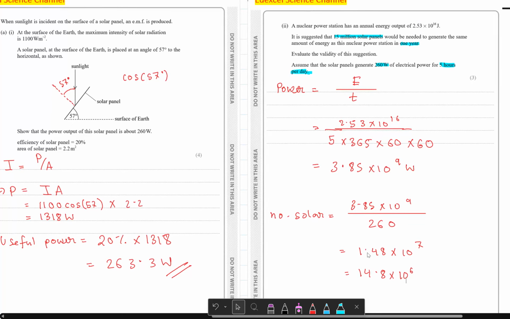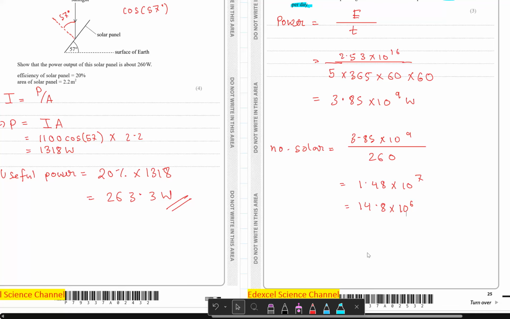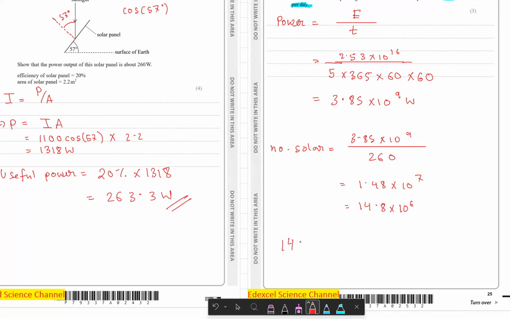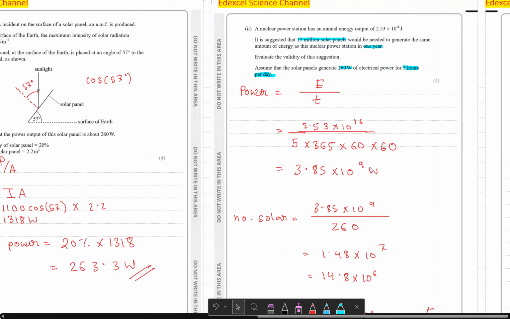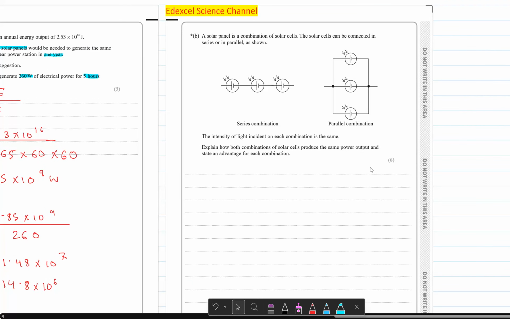Okay. But they're saying 15 million. So I guess the suggestion is correct. Okay, so you can say that 14.8 is very close to 15. So the suggestion is correct. Okay, so that is it for question number A. Moving on to question number B.